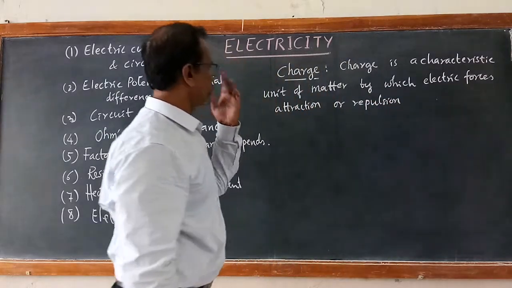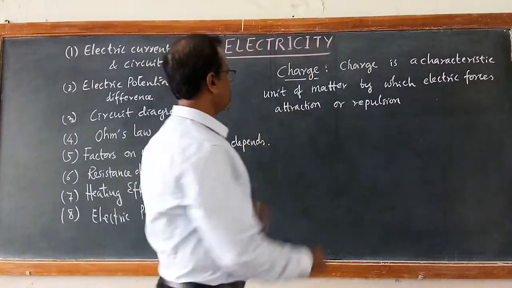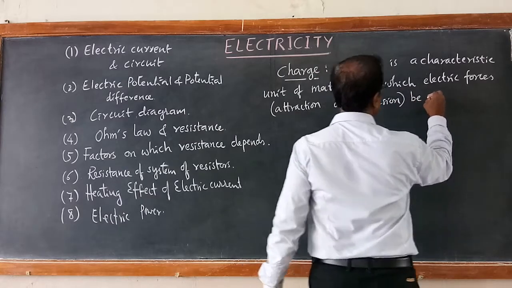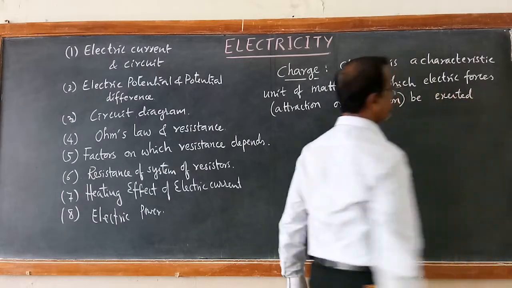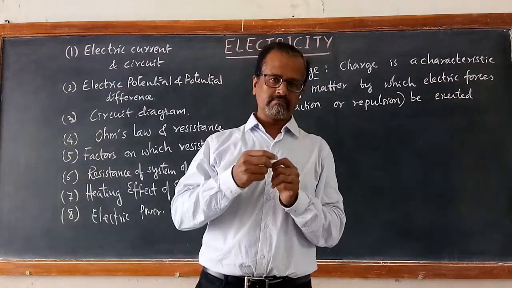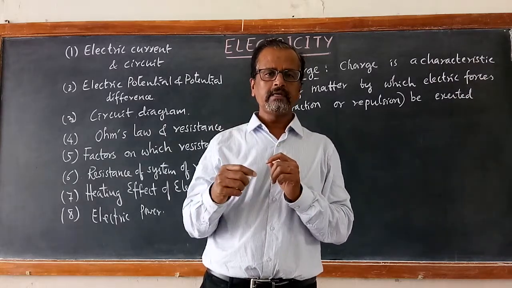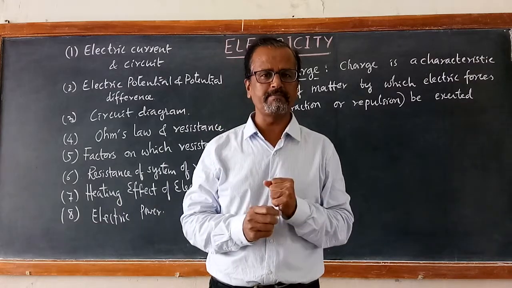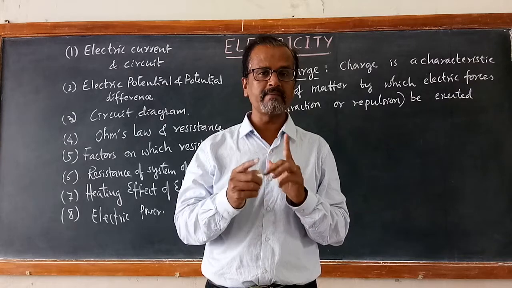It is a characteristic unit of matter by which electric forces of attraction or repulsion can be exerted between the matter particles. When you take a comb and rub it with dry hair and bring it near pieces of paper, the rubbed comb attracts the pieces of paper. It is because of the charges that are developed by rubbing the comb.